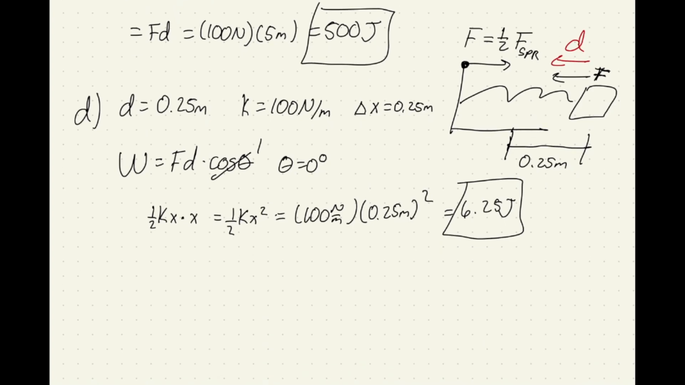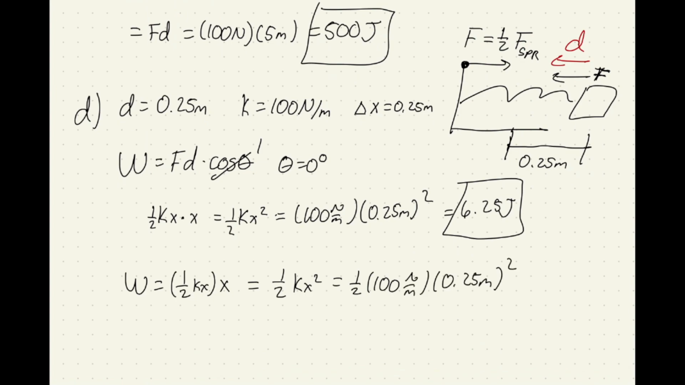So let's go ahead and do that the correct way. Work is equal to the force that's exerted on the object, which is 1/2 kx times x, which is 1/2 kx squared, or 1/2 times 100 newtons per meter times 0.25 meters quantity squared. If I do that, I get 3.125 joules, and that is the answer that we should get.